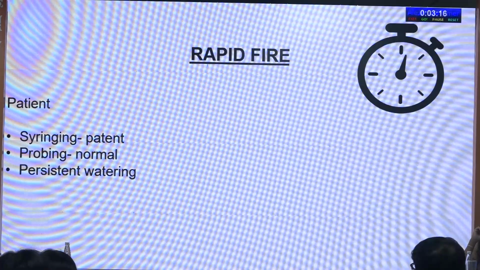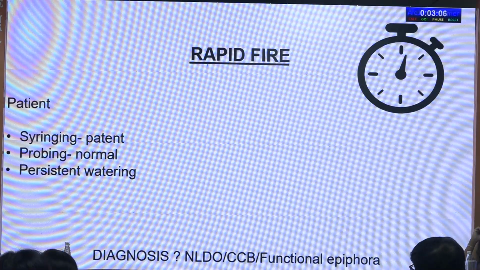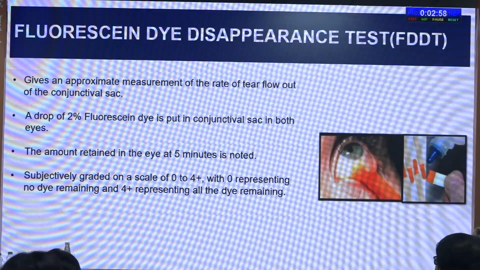Now let's discuss a quick rapid fire session. So here is a patient with syringing patent and probing normal, but the patient has history of persistent watering. So what is the likely diagnosis? So this is a typical case of functional epiphora. Functional epiphora can be differentiated with the help of fluorescein dye disappearance test and Jones test.